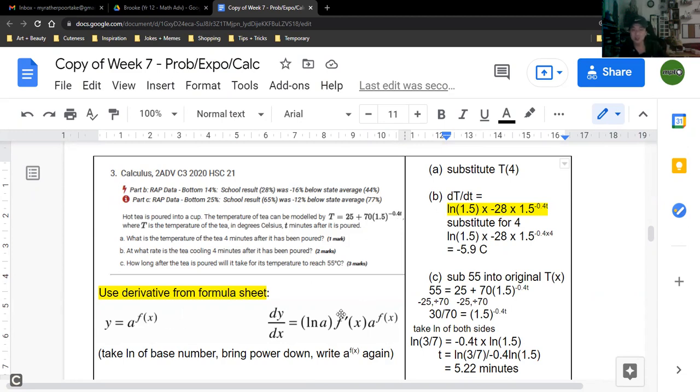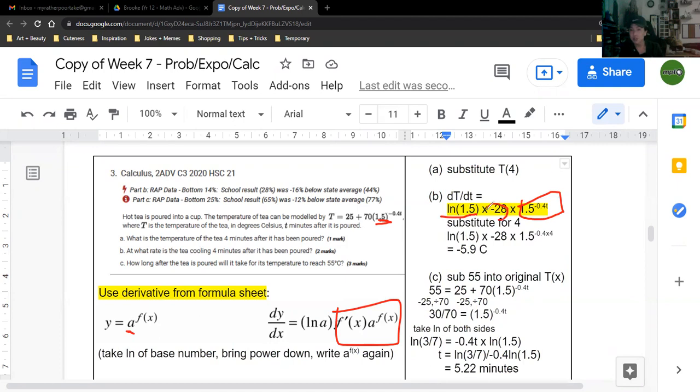So when you do the formula, a is your base. The base here is 1.5, so you take the natural log of 1.5. And then this part here, f dash of x, a to the f of x. You do write the original function all over again, right? So you can see a to the f of x here, a to the f of x here. Whatever you're deriving, you write it all over again, which is here.